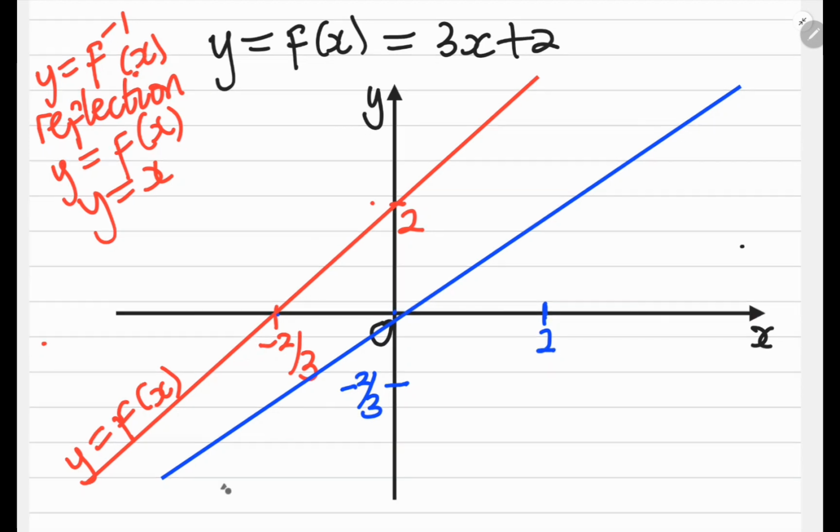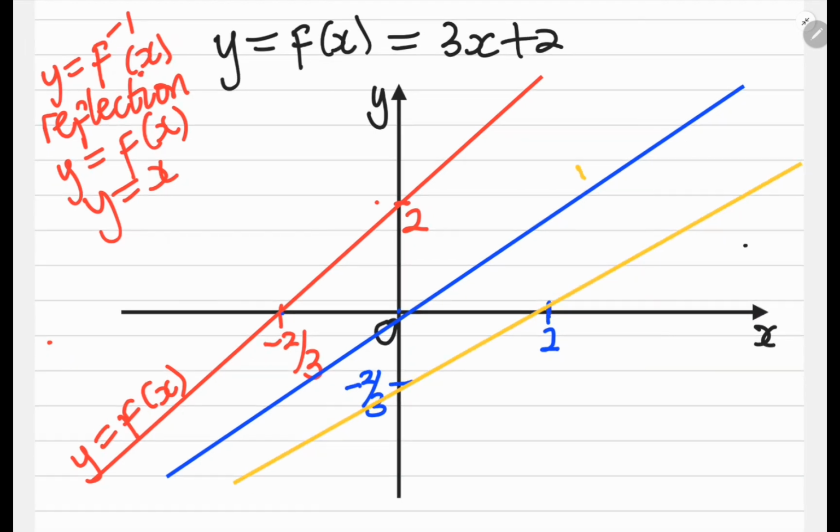So let me draw my f inverse, in a different color now. This is going to be my inverse graph. So that means I've reflected. My mirror line is y is equal to x. My f inverse of x is drawn there.